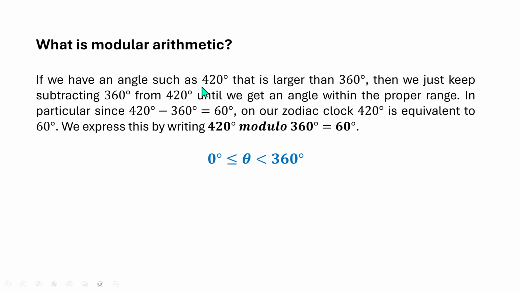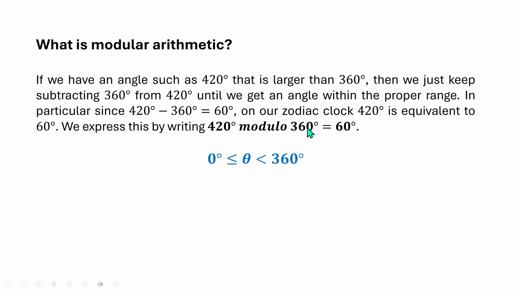Okay, if we have an angle such as 420 degrees that is larger than 360 degrees, then we just keep subtracting 360 degrees from 420 degrees until we get an angle within the proper range. In particular, since 420 degrees minus 360 degrees is 60 degrees, on our zodiac clock, 420 degrees is equivalent to 60 degrees. And we express this by writing that 420 degrees modulo 360 degrees is equal to 60 degrees.